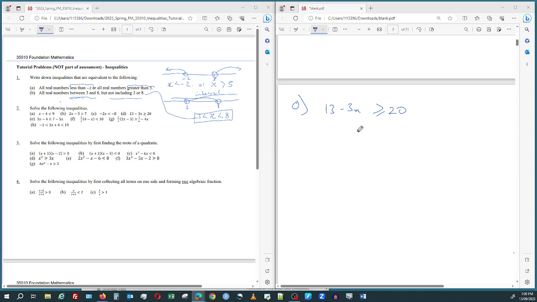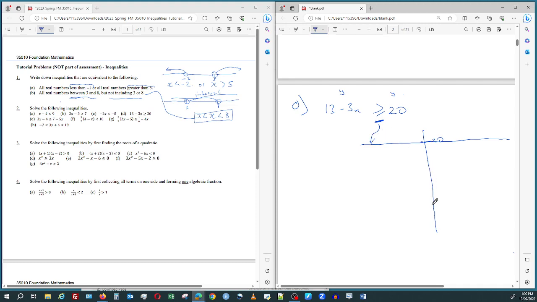All right, so what we want to do is consider what does this one look like? Y and y again. So 13 minus 3x is a plus 13 and a minus 3x. And we've got 20. This time it's a solid line because, look at that. Okay, it's a solid line. So that's this one, not a dashed line.